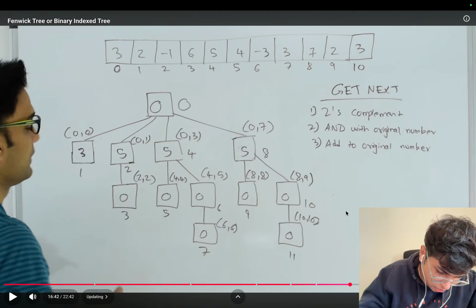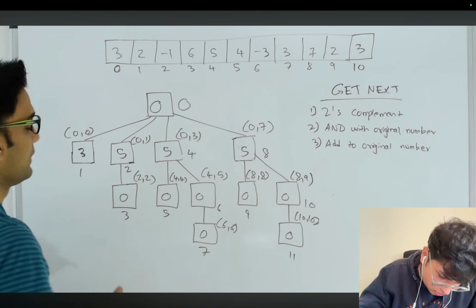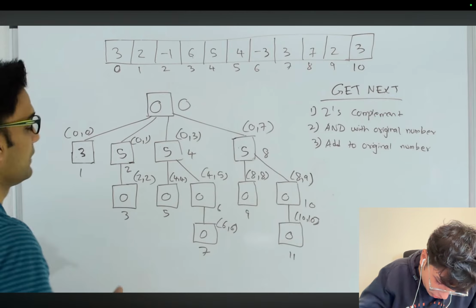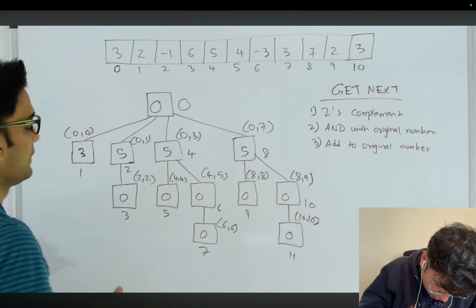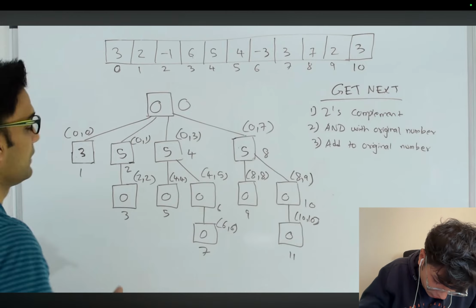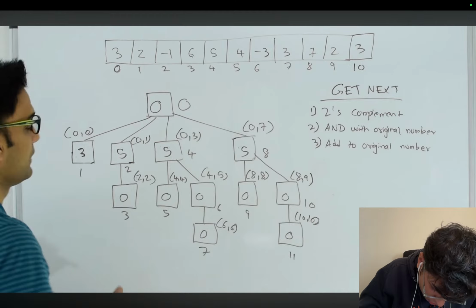Let's see after 8 what do we get. 8 is 1 0 0 0. Now 2's complement for this will be 1 1 0 1 1 1 0 0 0. And it with the original number, we get 0 0 0 1 0 0 0.